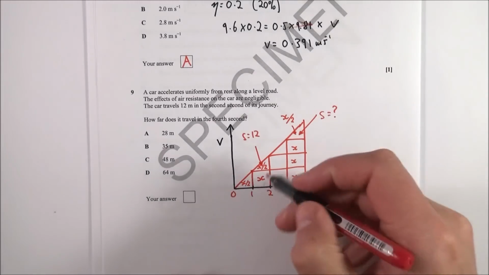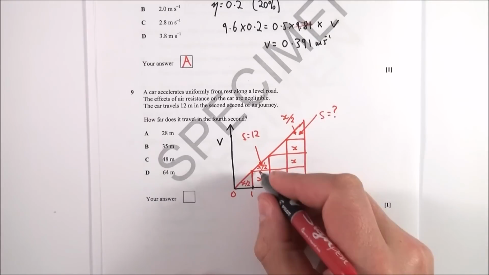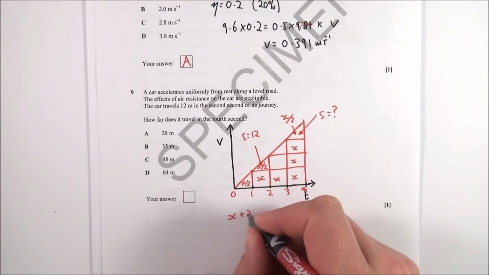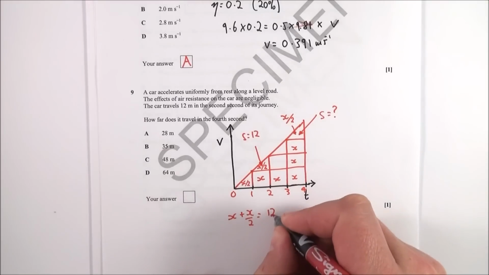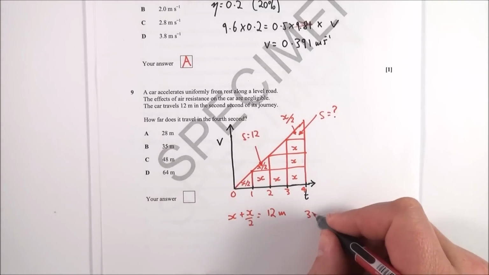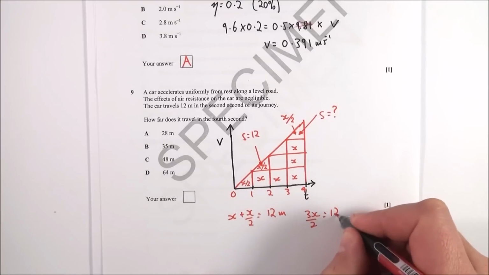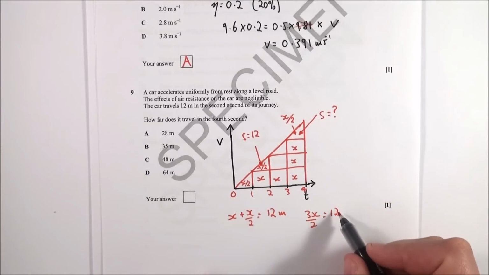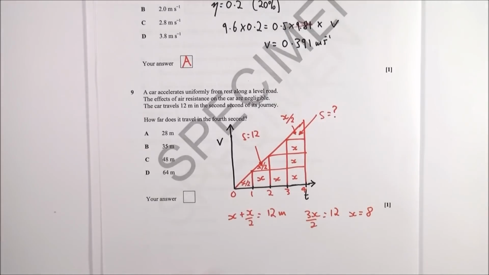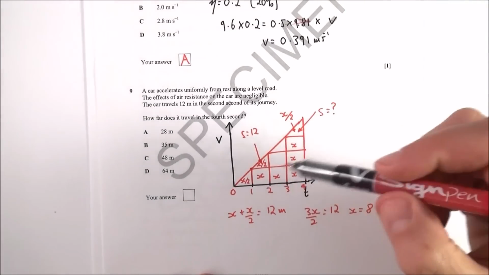So what we can say is that between 1 and 2, the area is equal to x plus x over 2, and that's equal to 12 metres. So that means 3x over 2 is equal to 12. So 3x is equal to 24. That means x is equal to 8. So basically this is my approach.